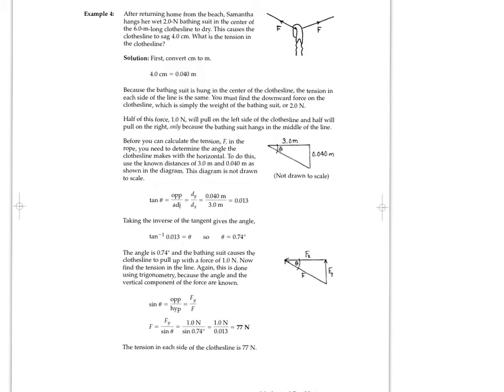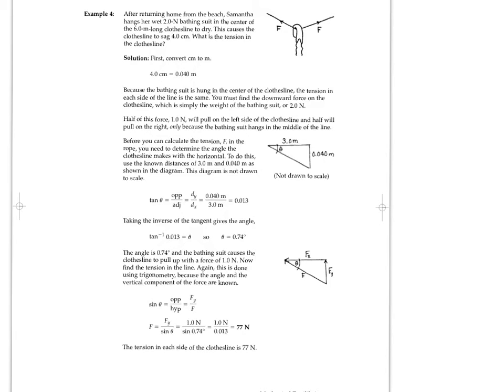All right, now here's the toughest one on these examples. It's tough because there are really two problems involved here. So let's take a look at it. It says, after returning home from the beach, Samantha hangs her wet 2-newton bathing suit in the center of the 6-meter-long clothesline to dry. This causes the clothesline to sag 4 centimeters. What is the tension in the clothesline?